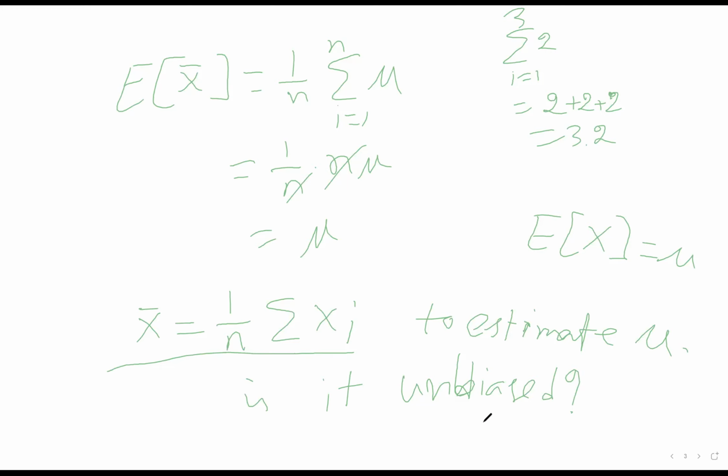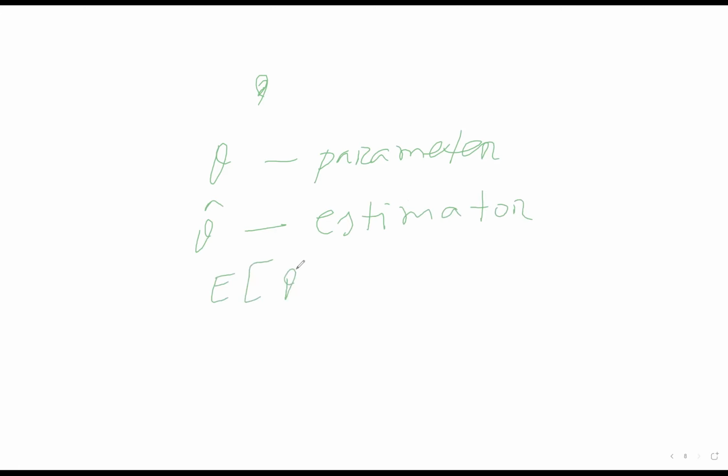The definition of unbiasedness is, you can go to the new page: if theta is a parameter and theta hat is an estimator, and the expected value of theta hat is equal to theta, then this is called unbiased. This is an unbiased estimator.